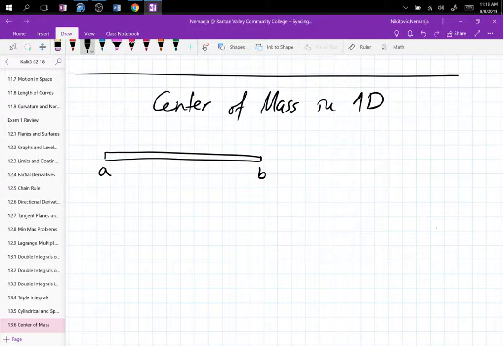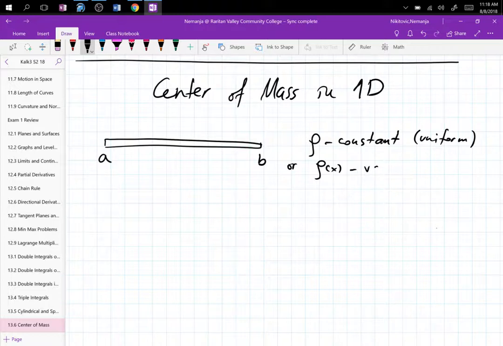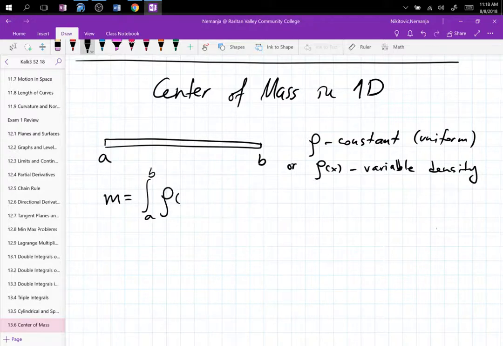So what you have is a rod. And again, we are going to have rho to be constant, uniform density, meaning one material, or rho of x, right, or rho of x variable density. We already said that the mass of this rod will be the integral of density, and now that density rho is either rho of x or just rho, right?